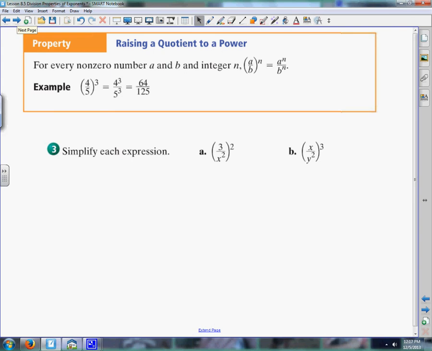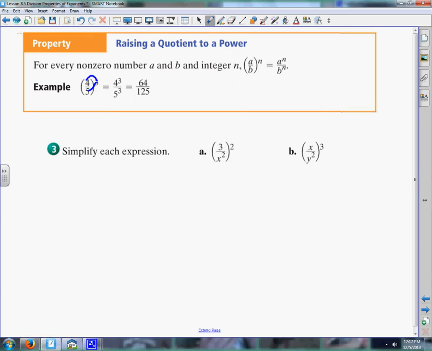Okay, so next property, raising a quotient to a power. For every non-zero number, a and b, a divided by b to the nth is a to the nth over b to the nth. So what you're doing is you're distributing yet again, just like we did in the previous lesson, where it was a number like 4x squared to the third, and we distributed this. It's the same exact thing, except now we're doing division.